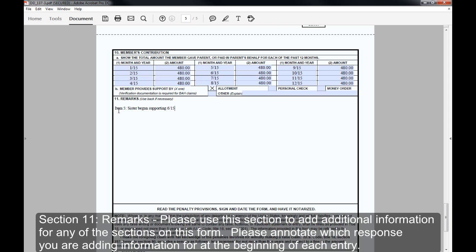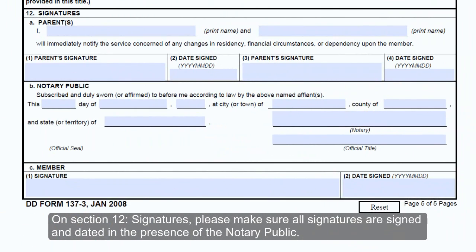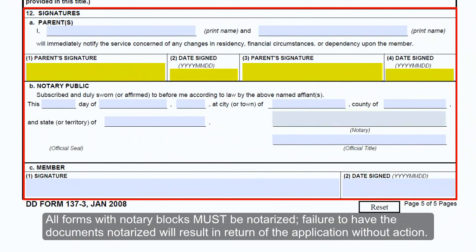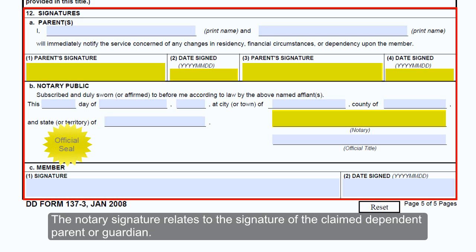Please annotate which response you are adding information for at the beginning of each entry. On Section 12, Signatures, please make sure all signatures are signed and dated in the presence of the notary public. All forms with notary blocks must be notarized. Failure to have the documents notarized will result in return of the application without action. The notary signature relates to the signature of the claimed dependent, parent, or guardian.